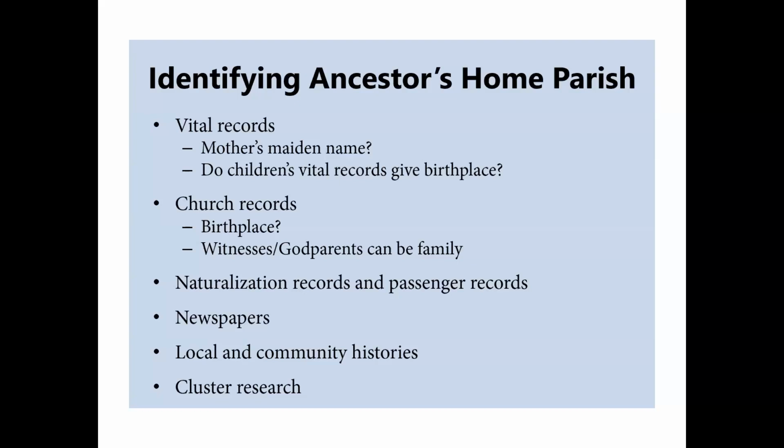So making sure you get every vital record you can. Getting the kids' vital records. Does that list mom and dad's birthplace? Always get church records. The majority of these ancestors will be Lutheran. We'll talk about some different religions later, but these are fantastic records that exist for most places in the US. They often record birthplace, immigration, things like that. And always try to get those naturalization records, passenger records.